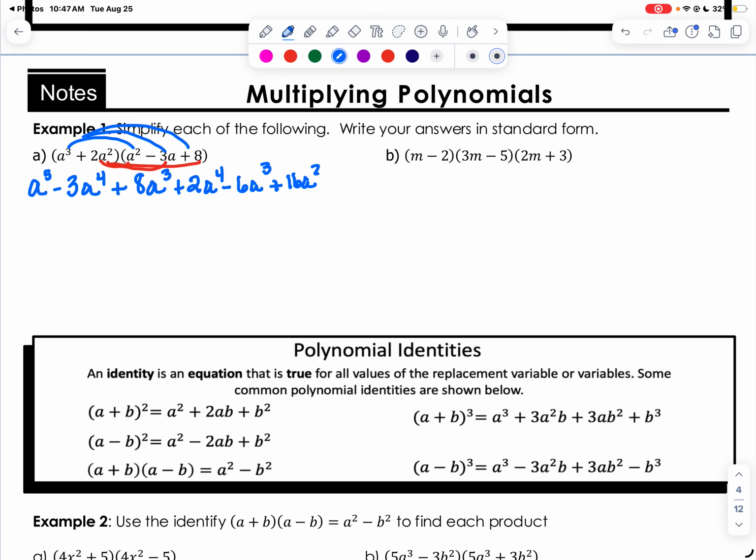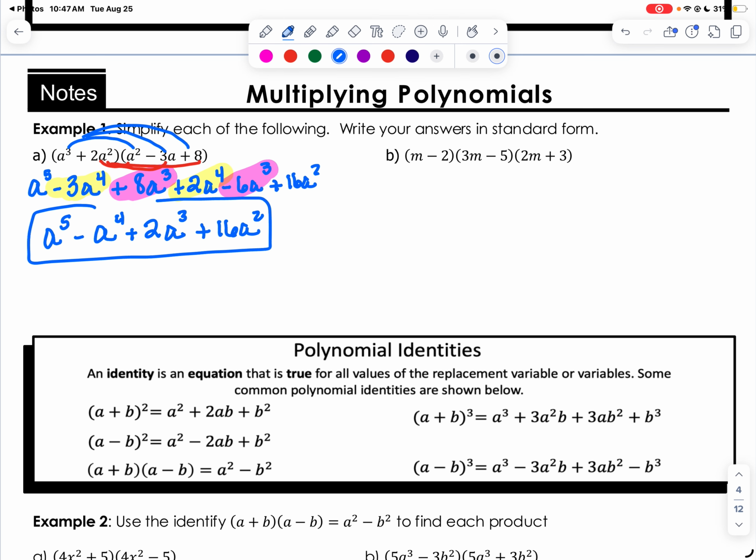So we have a to the 5 power and nothing to combine it with. Now let's look at our a to the 4 powers. Let's see, we have negative 3a to the 4 and positive 2a to the 4. And that would give me negative 1a to the 4. Now we're going to combine our cubes. So I have 8a cubed minus 6a cubed, which would be positive 2a cubed. And then there's nothing to combine the 16a squared with. So this would be our final answer.